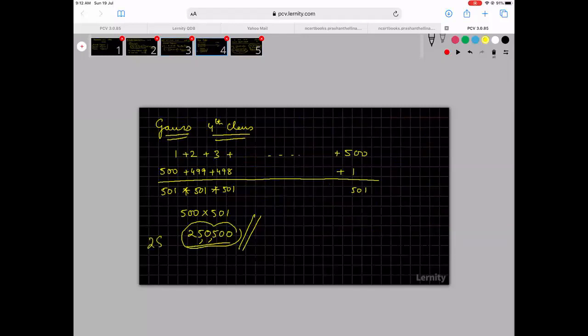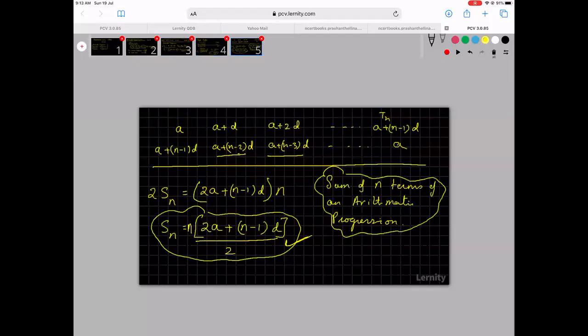So this is 2 times Sn. So Sn should be equal to n by 2 into n plus 1. So the sum of n consecutive numbers is n into n plus 1 by 2. Yeah, the sum of n consecutive numbers will be n into n plus 1 by 2. So this is the sum of n terms of an arithmetic progression.